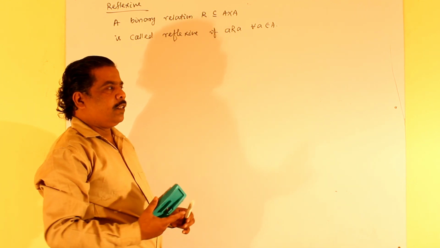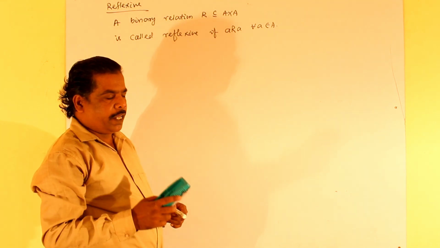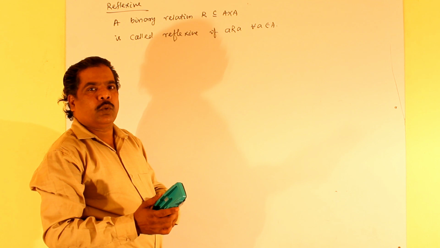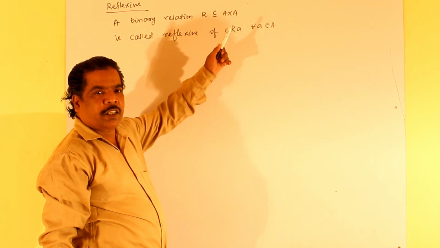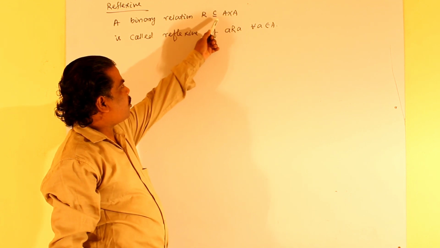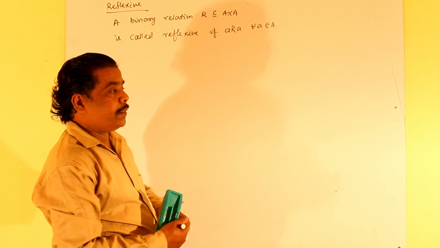Binary means the relation between two elements, two persons. We know that a relation is a subset of A cross B. So here the relation is a subset of A cross A. It is called reflexive if a is related to a.